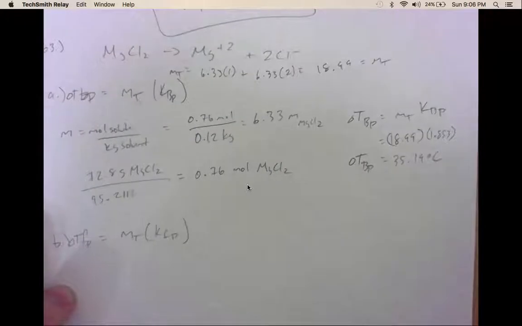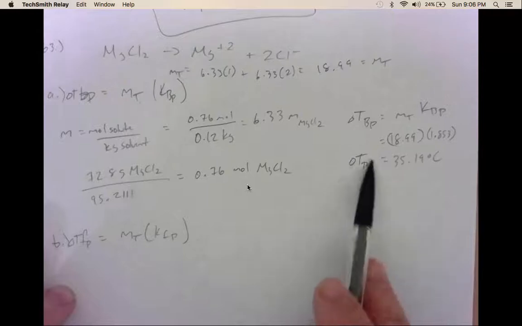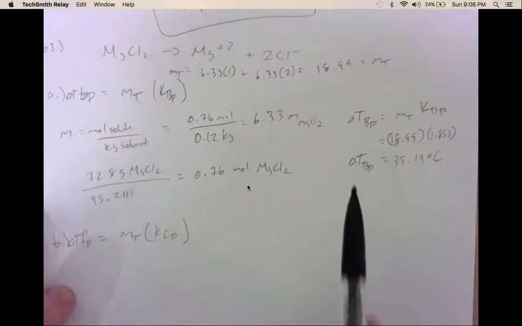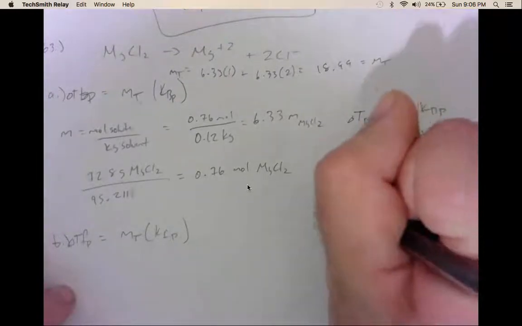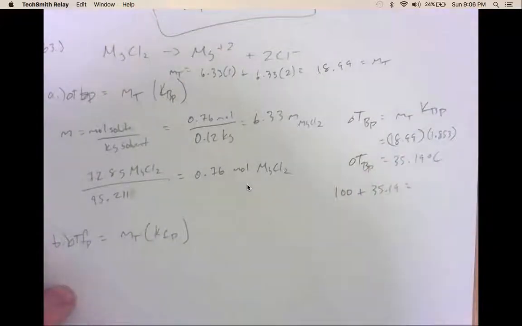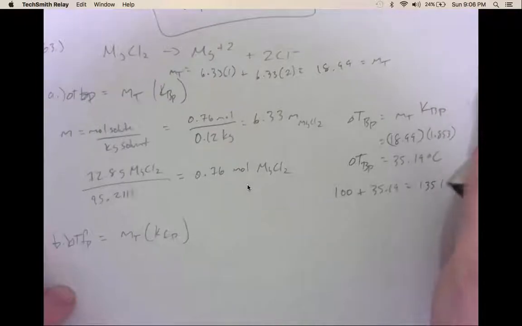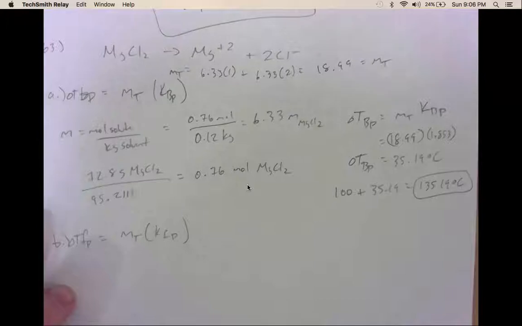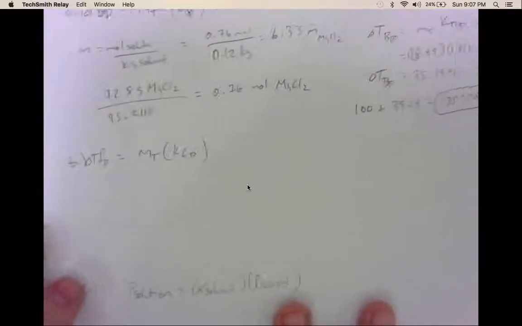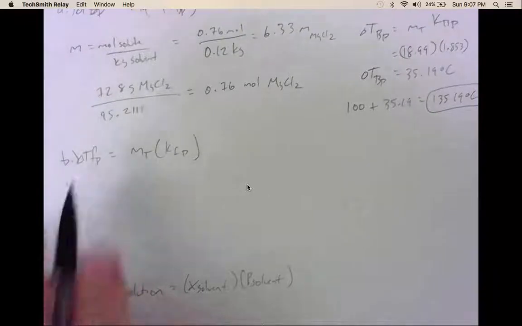Remember, guys, this is talking about the boiling point. Water normally boils at 100 degrees Celsius, and this is just the change in temperature. So how much the temperature was raised. To solve for the new boiling point, we need to add it to 100. That gives us a new boiling point of 135.19 degrees Celsius.